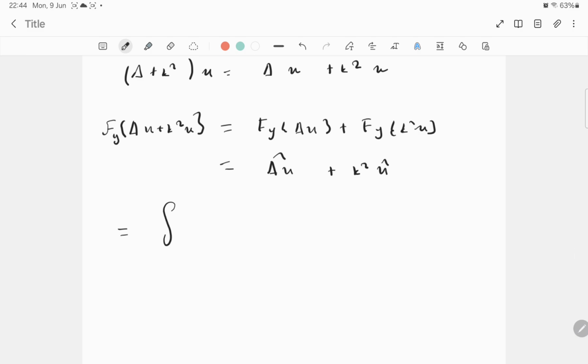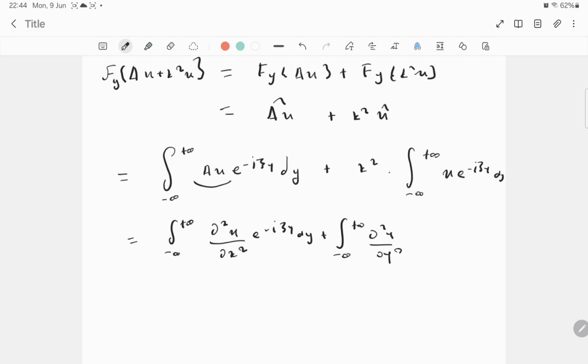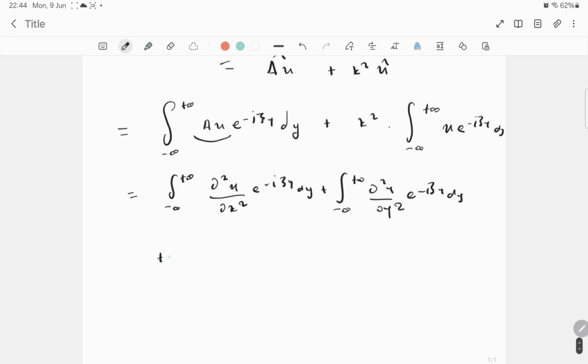That is the integral from minus infinity to infinity of the Laplacian of u e to the minus i xi y dy, plus k squared times the integral from minus infinity to infinity of u e to the minus i xi y dy. Now I can split it into two integrals. Here we take the partial derivative with respect to x, the differential is dy, so this can commute with the operator.